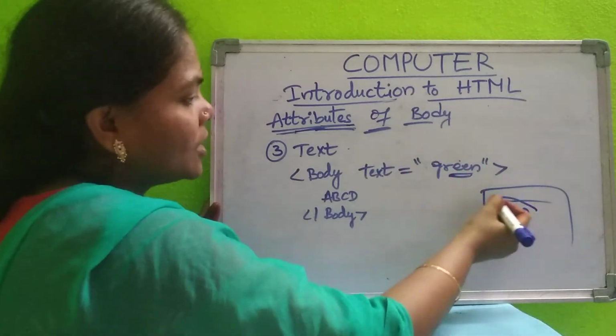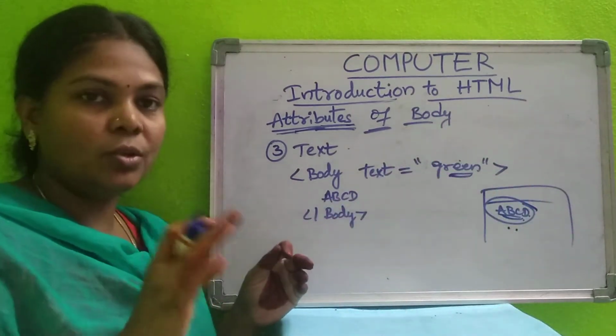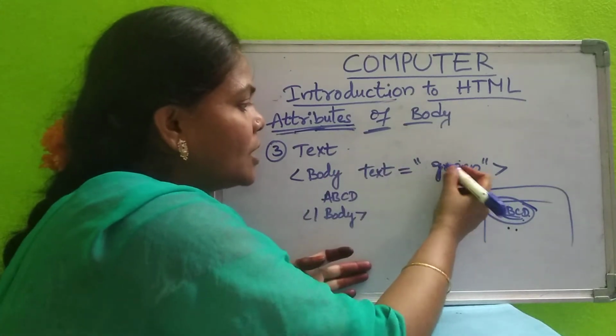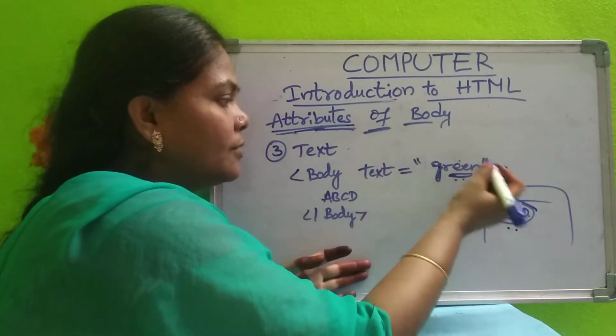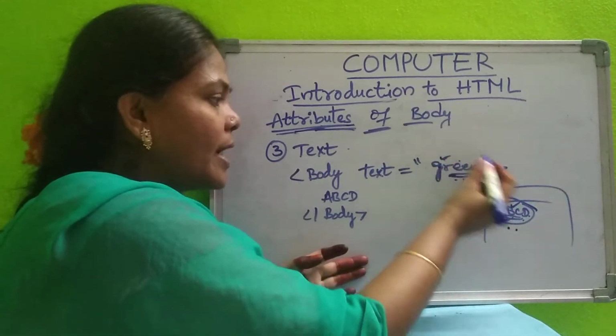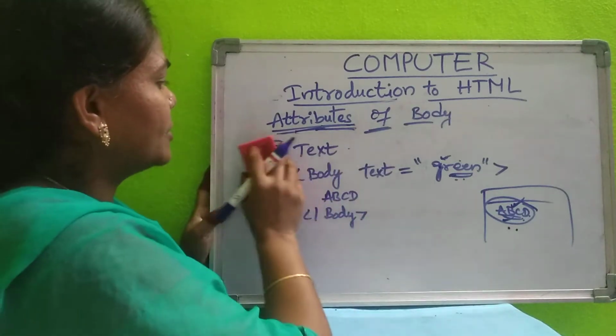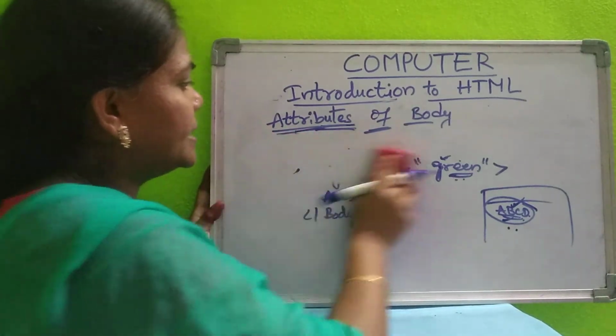That means whatever you are writing, those numbers or letters, will be displayed in the color we have mentioned. If it is green, green; if red, it will be displayed in red color; or black, it will be displayed in black color, like that. Okay, text. So next, fourth one is margins.